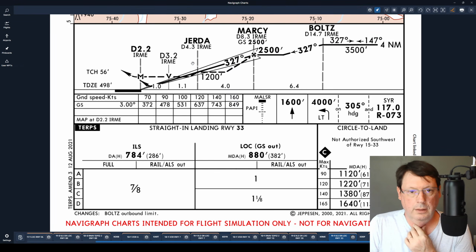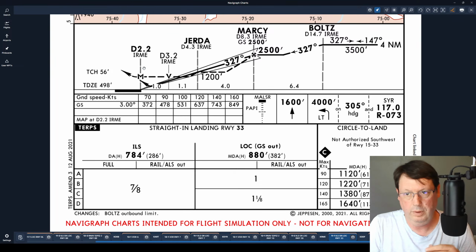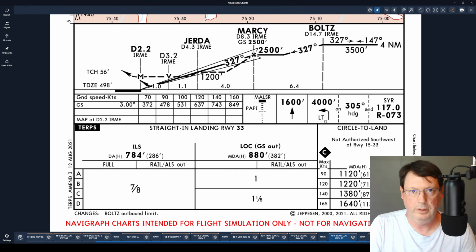It gives you an idea. These are distances to the ILS transmitter, this D4.3, so that's the distance to the other end of the runway. These are the distances to the threshold of the runway. So you know that from BOLTS, it's about 6.4 and 4, 10.4 plus 2. It's about 12 and a half miles from BOLTS to the threshold of the runway. And that just gives you a way of telling how far from the runway you are.